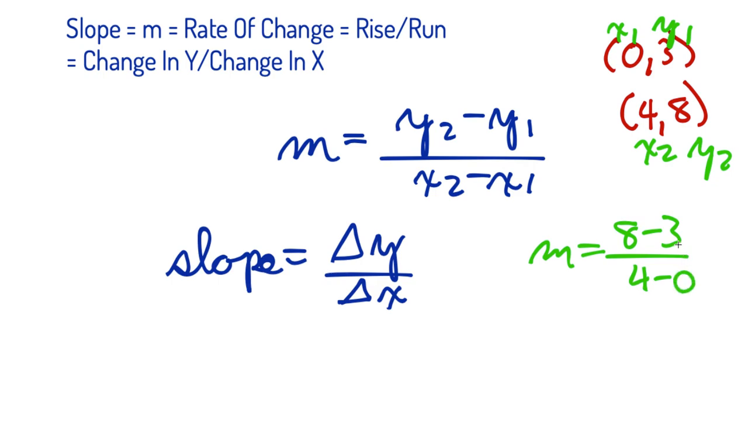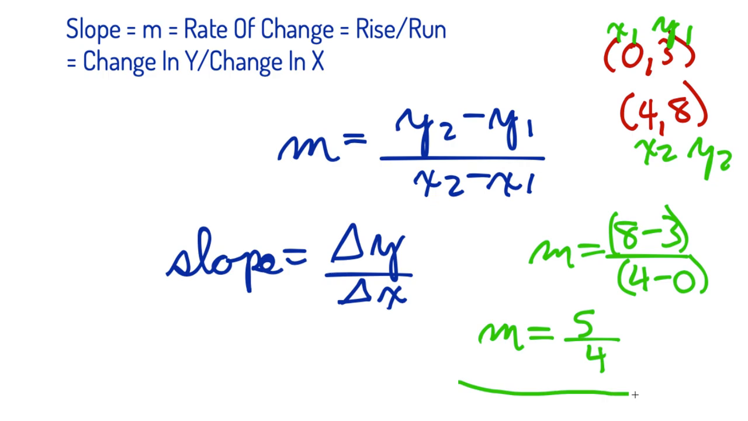Now, if you enter it in a calculator, make sure you enclose the numerator in parentheses and the denominator in parentheses before you divide. But if you don't, you can do it freehand, actually probably just as fast. So 8 minus 3 is 5, 4 minus 0 is 4. So you'd say, hey man, the slope of this particular line is 5/4.